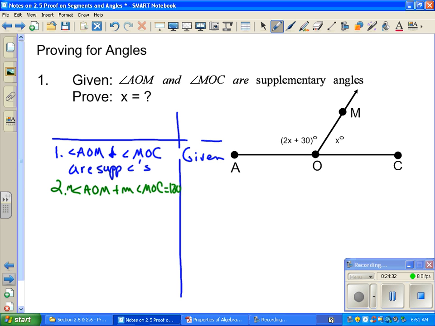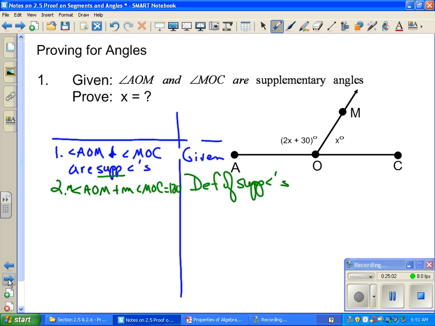So we can set that statement up because the given told us it did. You see, the given has the word supplementary in it. And supplementary's definition is it adds up to 180. And that's the rule. Every time you see a word like that, that's the rule that you need to put over here. So since the definition of supplementary angles states that two angles add up to 180, that word up there gives you away the reason for number 2.